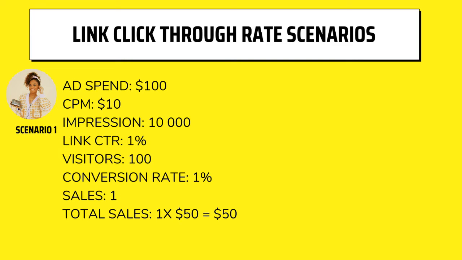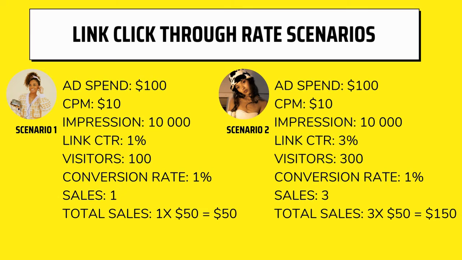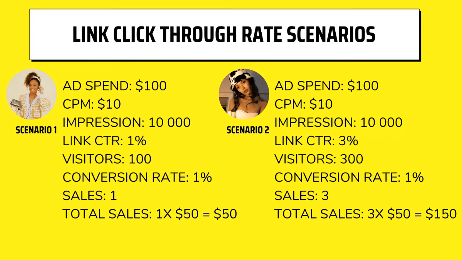So, let's say that your sale for that product is $50. So with this example, you're getting $50 after one sale from 100 people who come to your site from that impression of 10,000 people, right? So now, as the second scenario, we're not going to change that much, and everything else is going to remain the same. We're just changing the CTR, the link click-through rate, and show you how much difference this will make to your sales in your business.